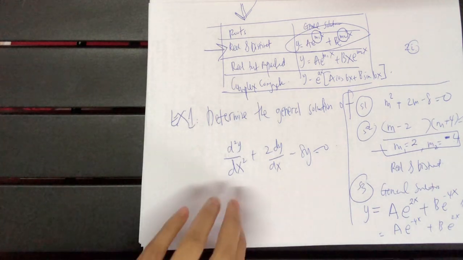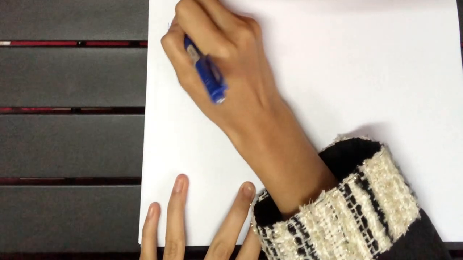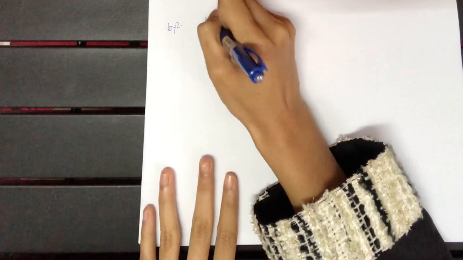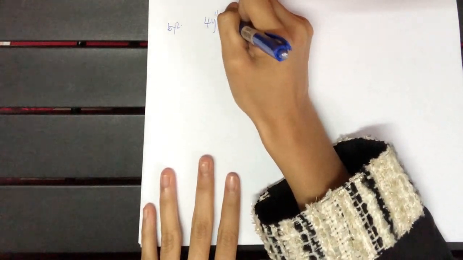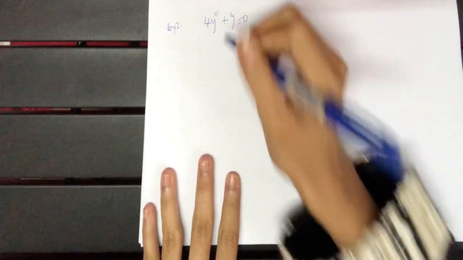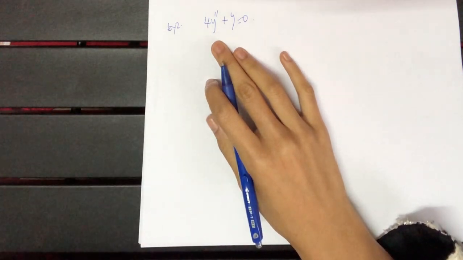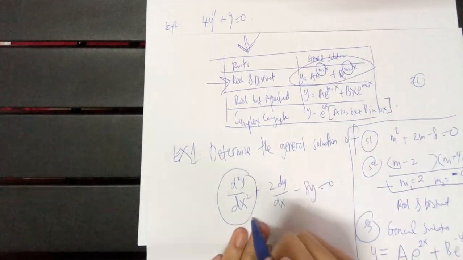So I will show you another example. Now example number 2. Find the general solution for y double prime plus y equal to 0. Now it's written in y double prime. So actually, what is y double prime? Y double prime means this one.